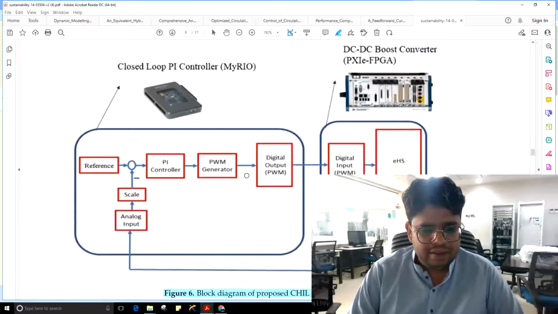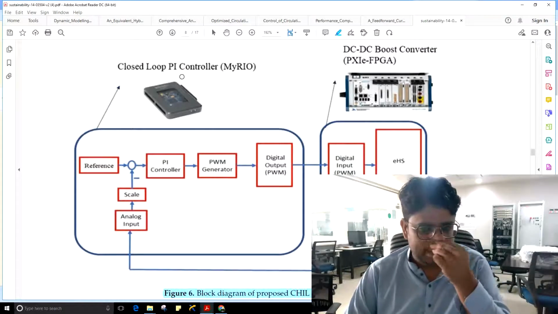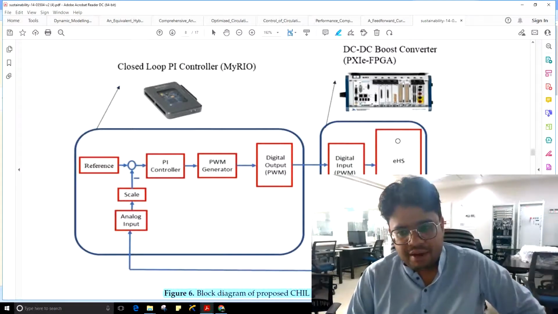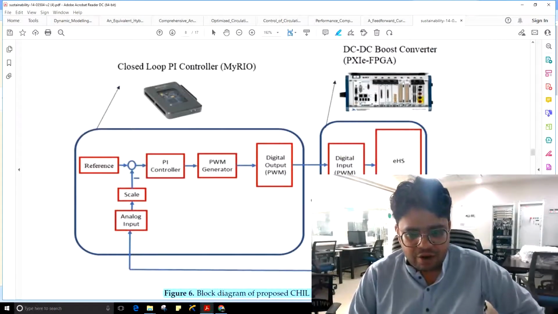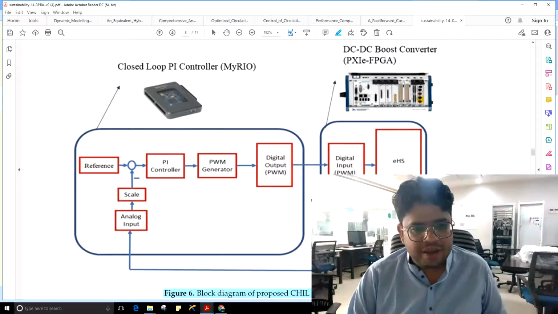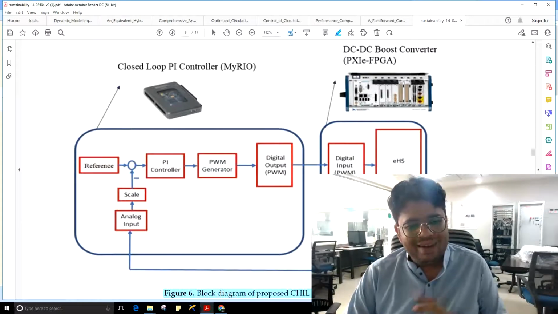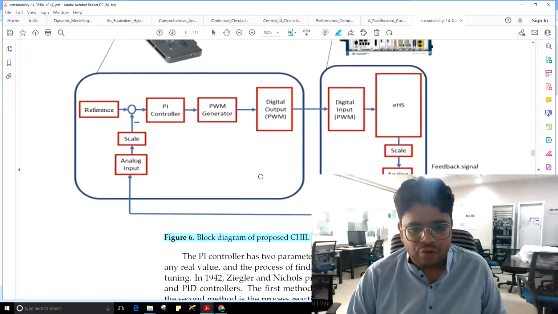So this is a block diagram. This PI controller is used, which is burned into the myRIO in closed loop, and the DC to DC converter is loaded into the PXI. And this example is taken as a case study to discuss how students take the results, which scenarios are possible to simulate, and how it increases the interest and learning curve of the students.